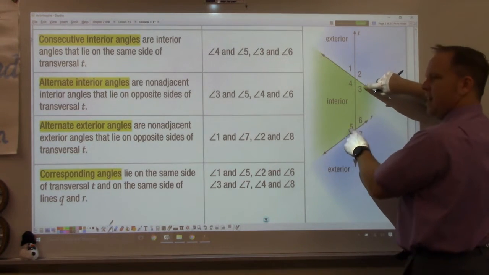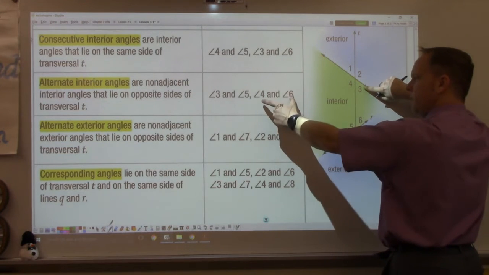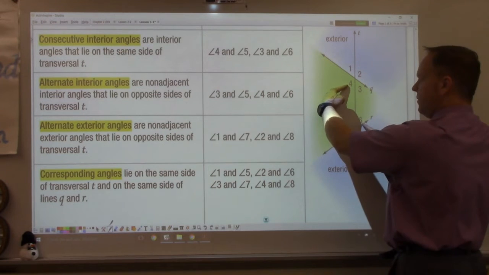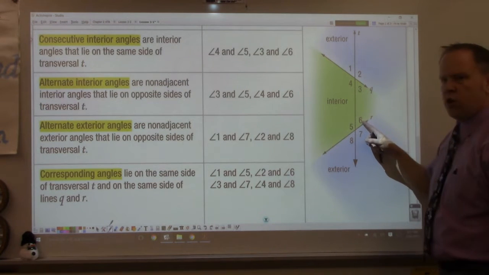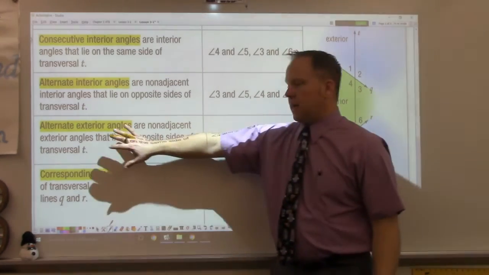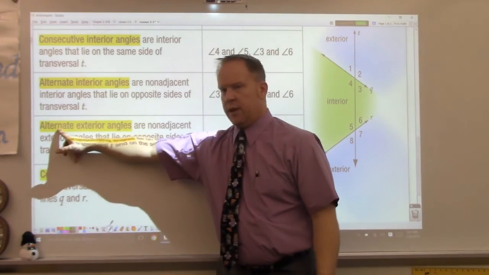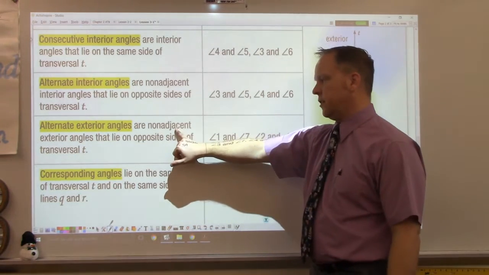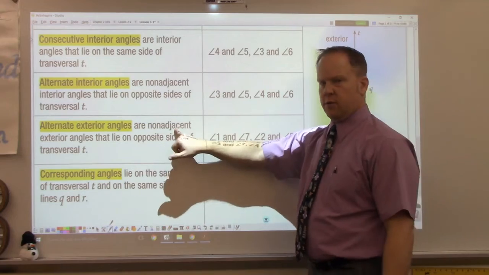It's 3 and 5. The other pair, angle 4 and angle 6. Now angle 4 is on the left, angle 6 is on the right. Those are alternate interior angles. Now we're going to switch it up. Alternate exterior. Now we're outside. Again, non-adjacent, opposite sides of the transversal.